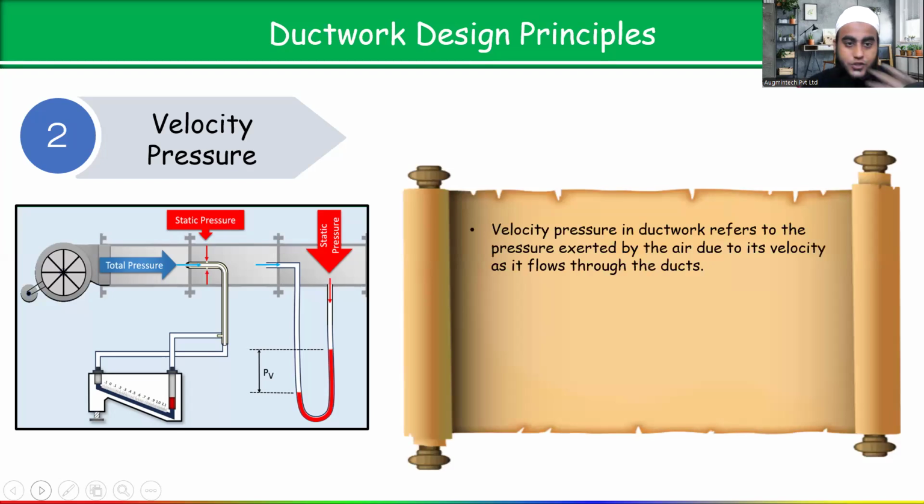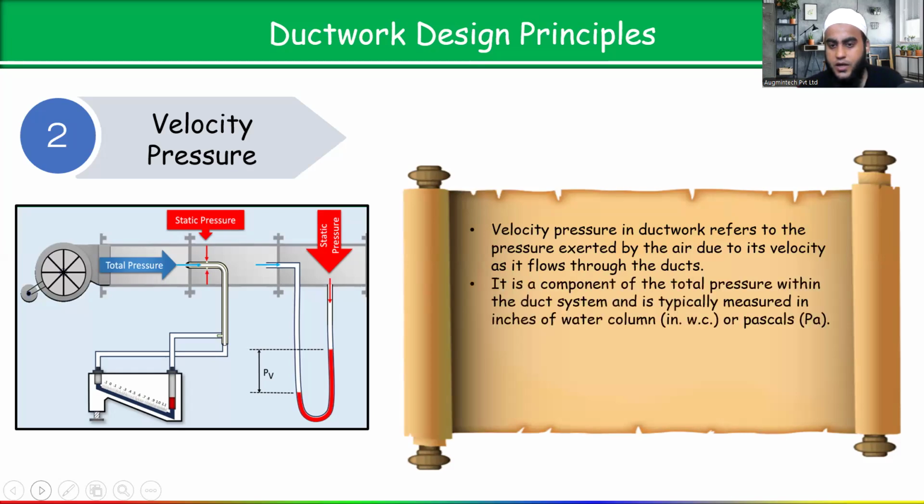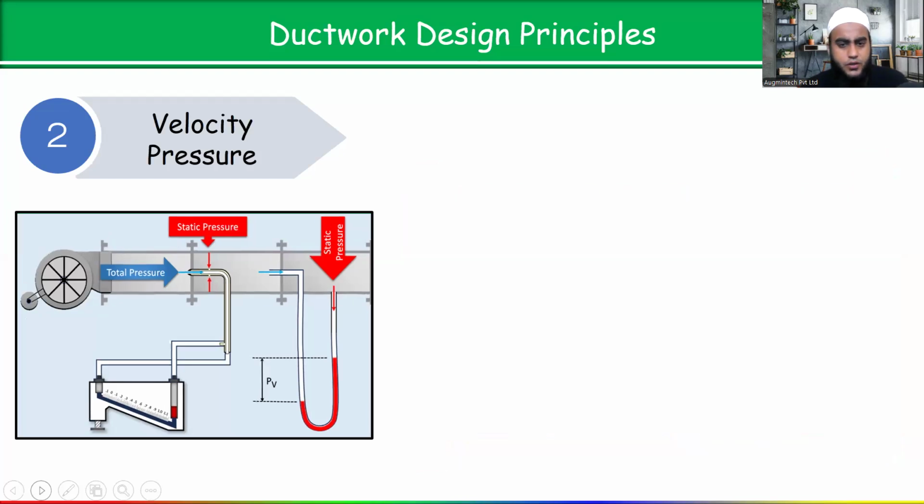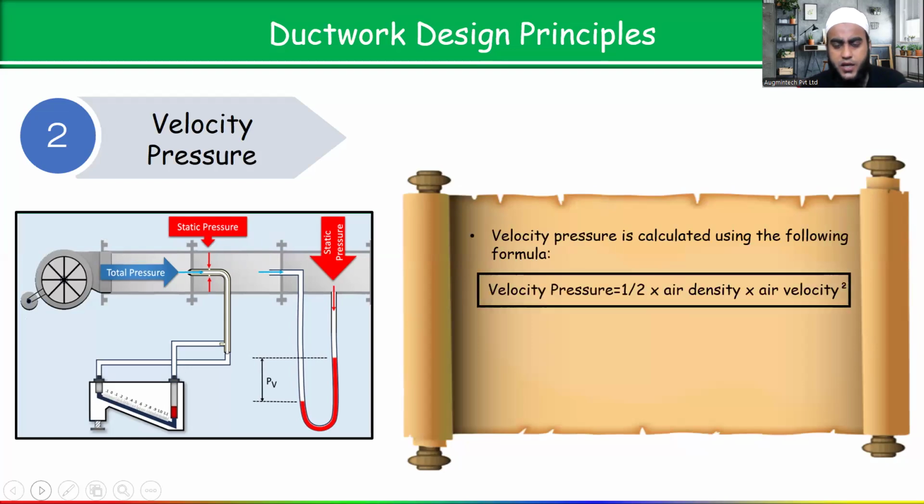Let's see now velocity pressure. As the name indicates, velocity pressure is the pressure exerted by the air due to its velocity as it moves through the duct. It is a component of the total pressure within the duct system and is typically measured in inches of water column or in Pascal. When air moves through a duct, all of you know that it gains kinetic energy due to its velocity. This kinetic energy contributes to the pressure exerted by the air, known as velocity pressure. Here we have a formula also. Velocity pressure is equal to 1.5 into air density into the square of air velocity.